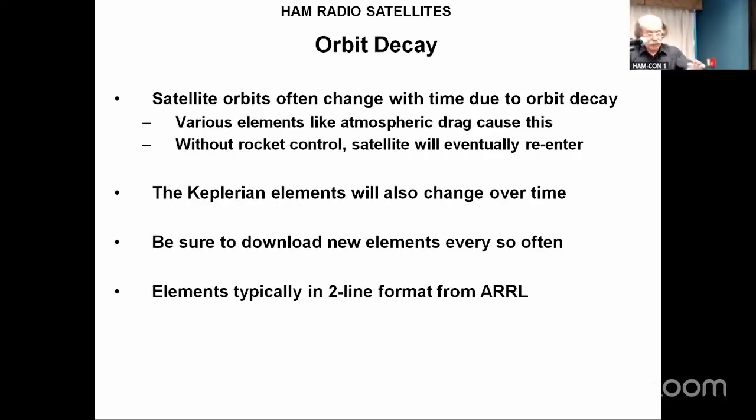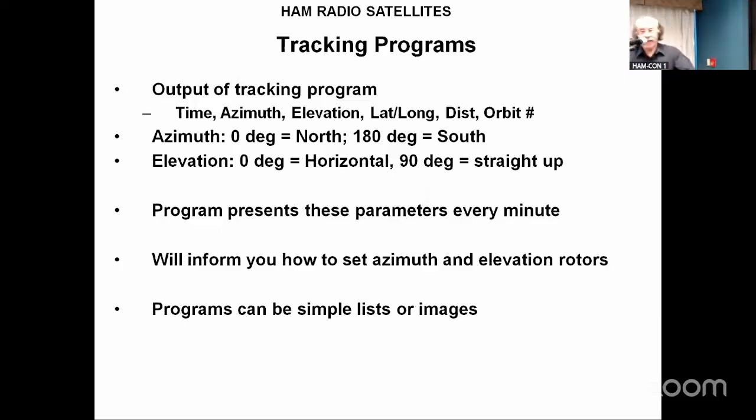What I showed you was the two-line format from the ARRL, which you just put into the program. The output of a tracking program shows you the time, and at every time it shows you the azimuth, which is the direction. I point north, east, south, west, whatever. And then the elevation: 0 degrees is dead horizontal, straight up is 90 degrees, and it's usually some number between those two. The program presents these parameters every minute.